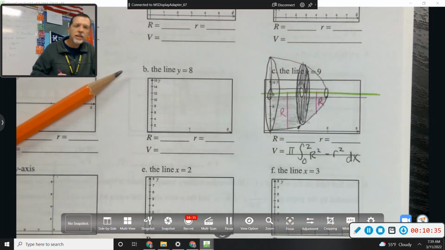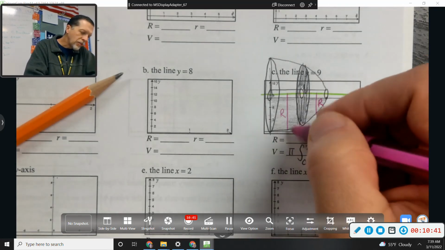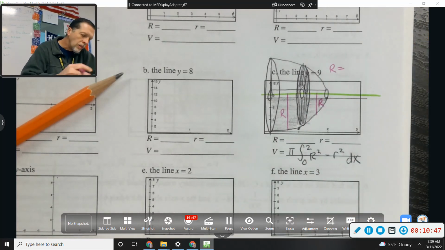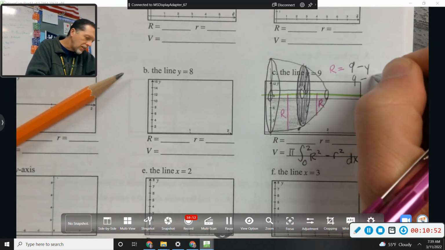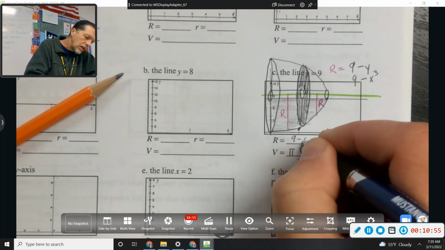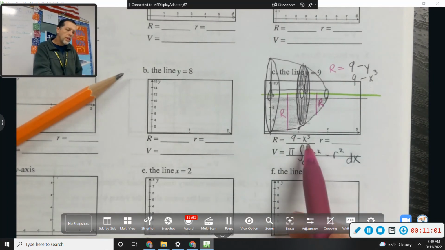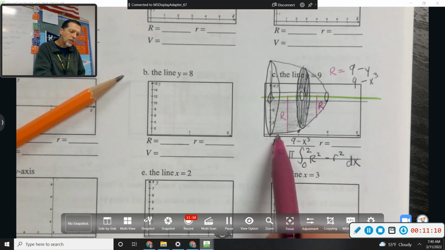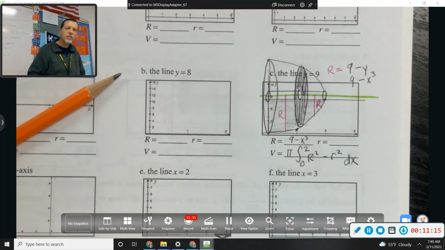Big R goes to the outside edge. Again, if you're not measuring from the x-axis, things are going to be a little bit weird, like you're going to have to do a subtraction. So that looks like 9 minus y, or 9 minus x cubed. If you want to check, you can plug in points and see if it matches. When x is 0, big R should be 9, and that fits the picture. When x is 2, big R should be 1, and that fits as well.